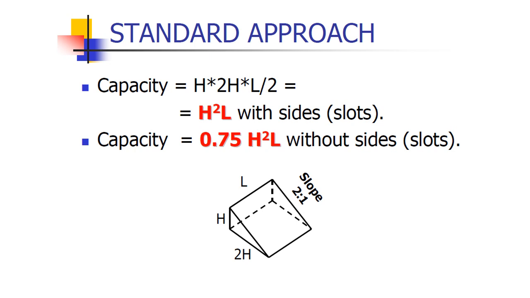This is with side slots, which means this is if you are not allowing the soil to drop from the sides. So this is mainly if you are using a U blade. However, if you are using an S blade, the two sides, you will find soil to be lost from the sides. So in such a case, you are assuming a loss of 25%. So the capacity is 0.75 H squared L.